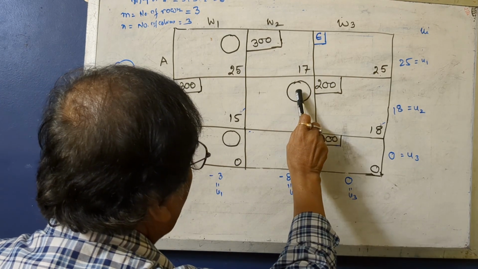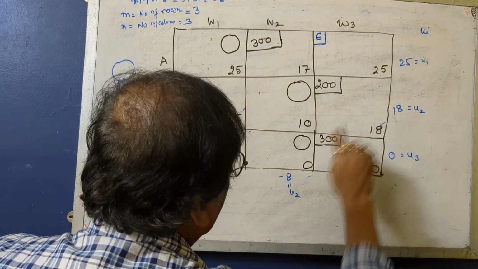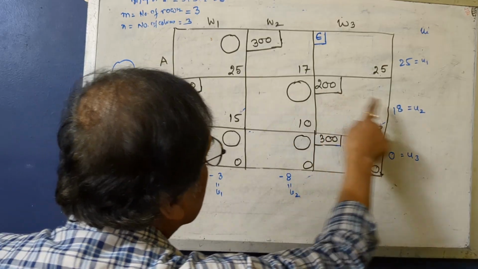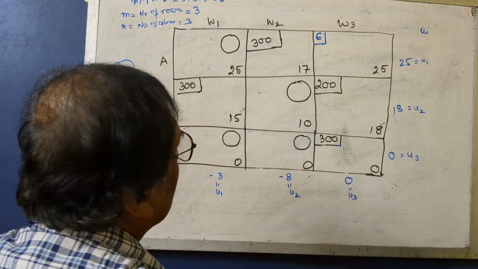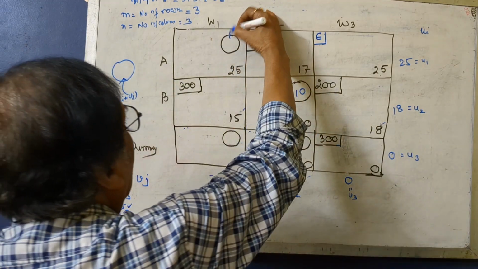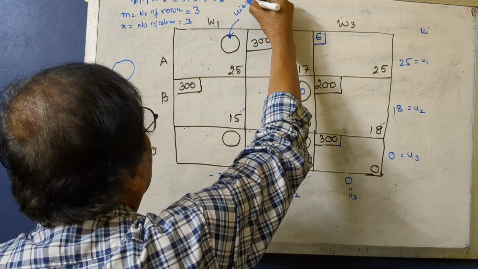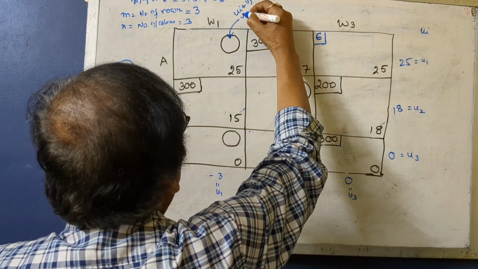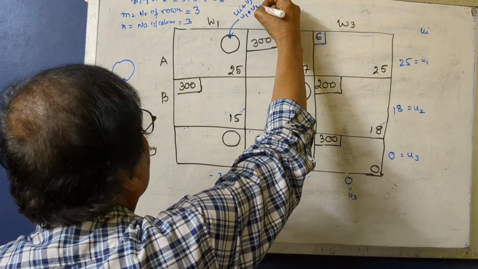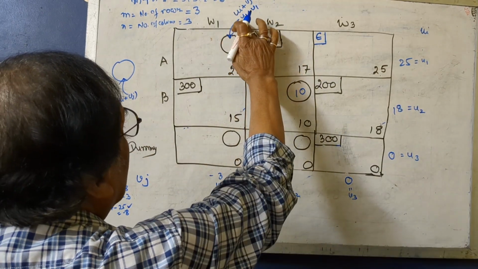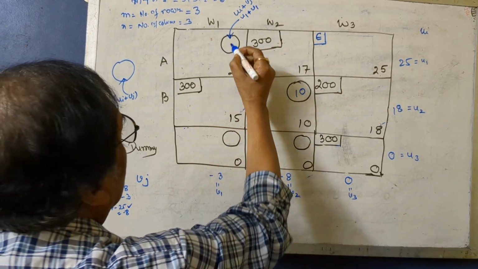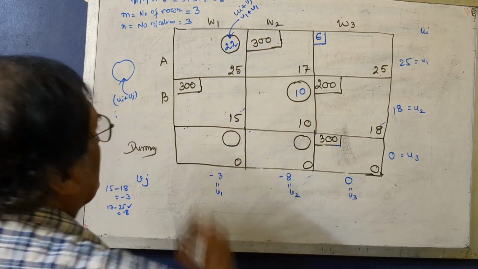Now I will write here, this is minus 8 plus 18, row variable and column variable, Ui plus Vj. For this cell, Ui means U2, and Vj means V2. So what will be the value? 18 minus 8, that is 10. In this way you write. In this Ui plus Vj, Ui means first row, that is U1, and Vj means, which column is this? First column, that is V1. You have to put the value U1 plus V1 here. U1 is 25, V1 is minus 3, that is 22. Is it clear?